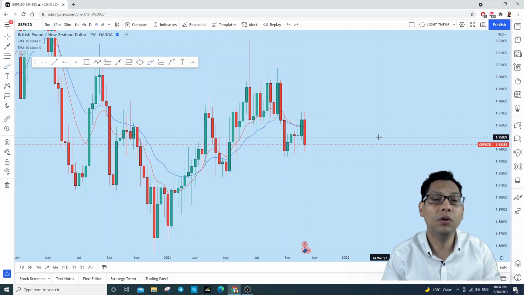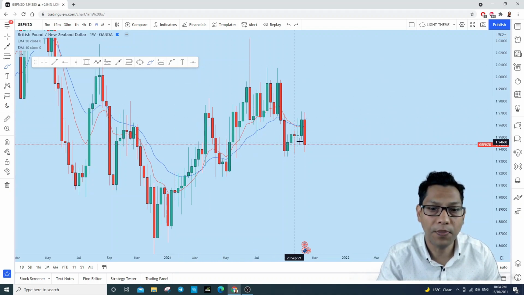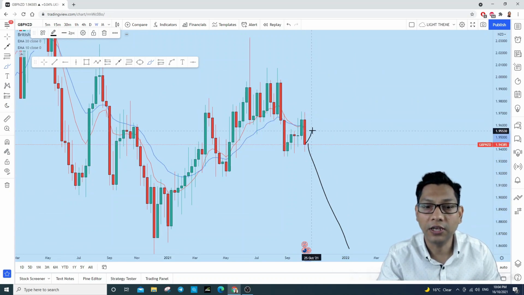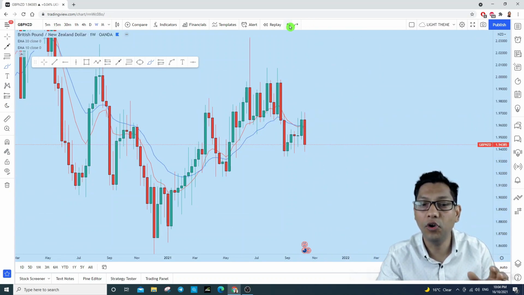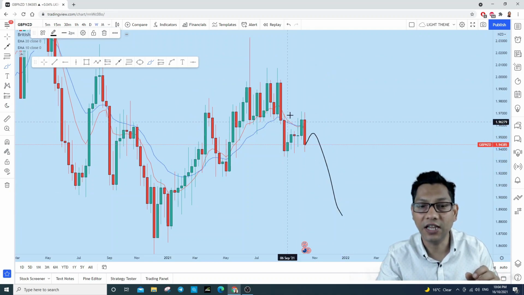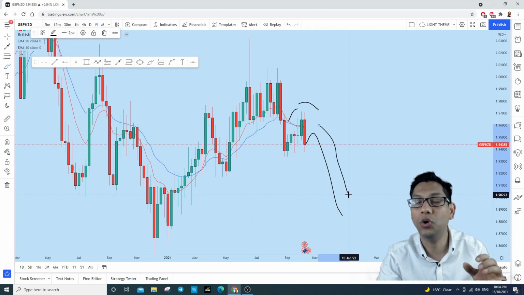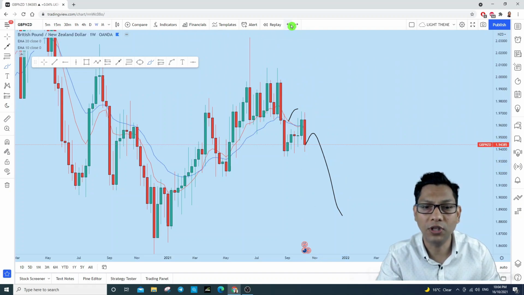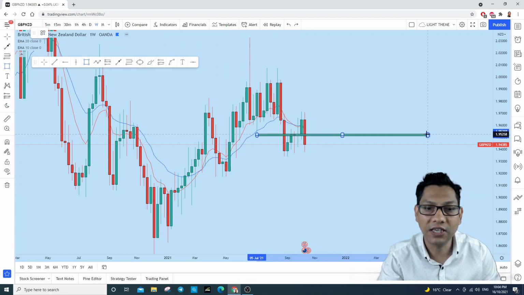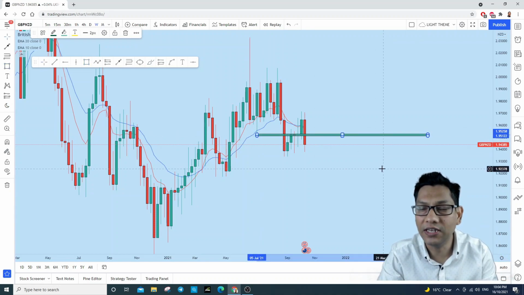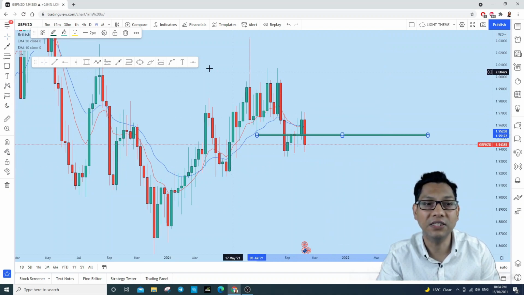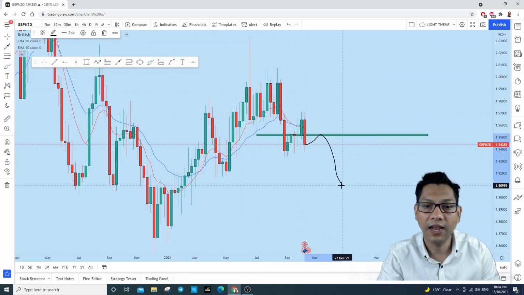Now how will we be trading? Will it drop from here, or will it retrace for some time? Hopefully we can see a little bit of retracement, creating a head and shoulder pattern here as well, and then dropping to the downside. So where is the location where we can expect this instrument to retrace? This is the main liquidity zone where we can expect this instrument to retrace and then drop from here.